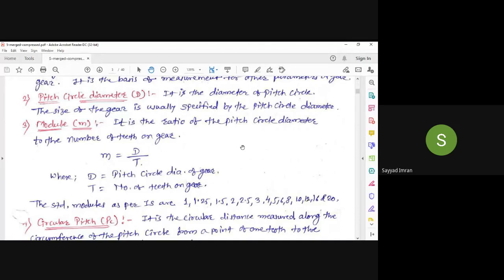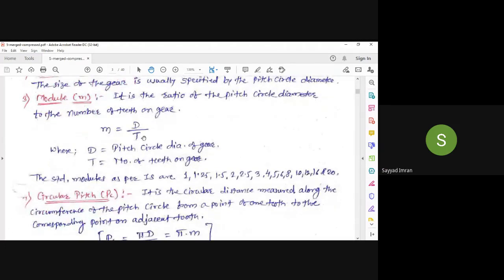So m equal to D upon T, where capital D is pitch circle diameter of gear and capital T is number of teeth on gear. This formula you have to remember. m equal to D by T. It is the ratio of pitch circle diameter to the number of teeth.